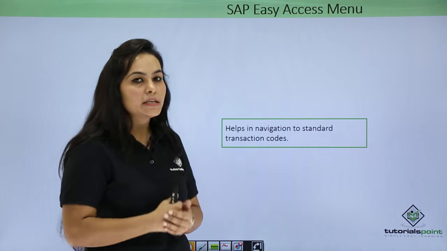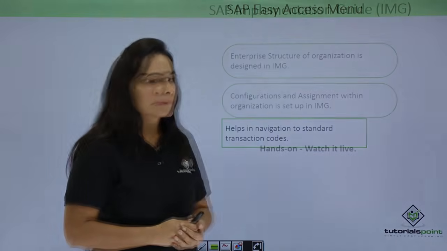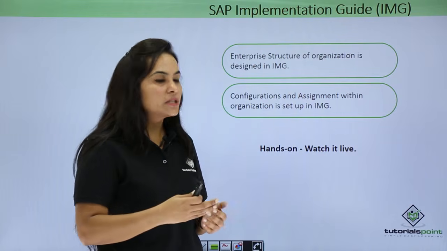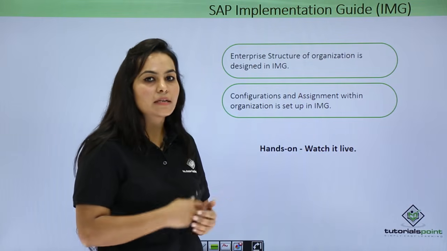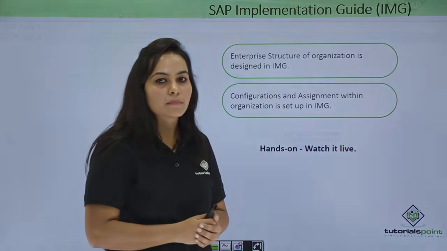Then next is SAP Easy Access menu. It will help you to navigate to standard transaction codes. And finally you have SAP Implementation guide. All the configurations and assignment within organization are set up in Implementation guide. So let's do all these topics practically.